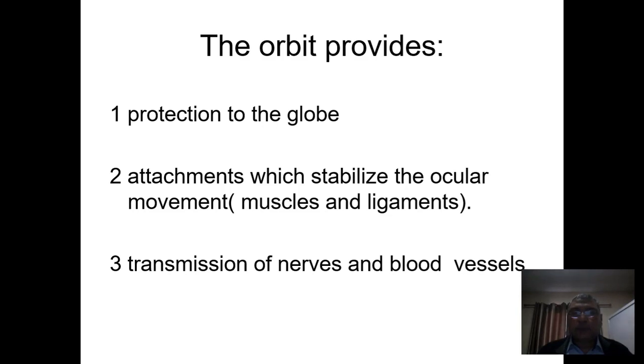It also gives attachment to the extraocular muscles and ligaments, stabilizing the ocular movement, and it has the apex, in which there is a foramen for the passage of the optic nerve. There are superior and inferior orbital fissures through which pass the nerves, blood vessels, and veins to the orbit.